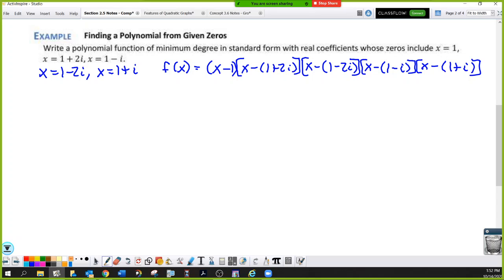Oh boy, that is just not pretty. I'm not going to FOIL that. Instead, I'm going to use my trick that I showed you a second ago to do this. And I'm going to do it here as well.